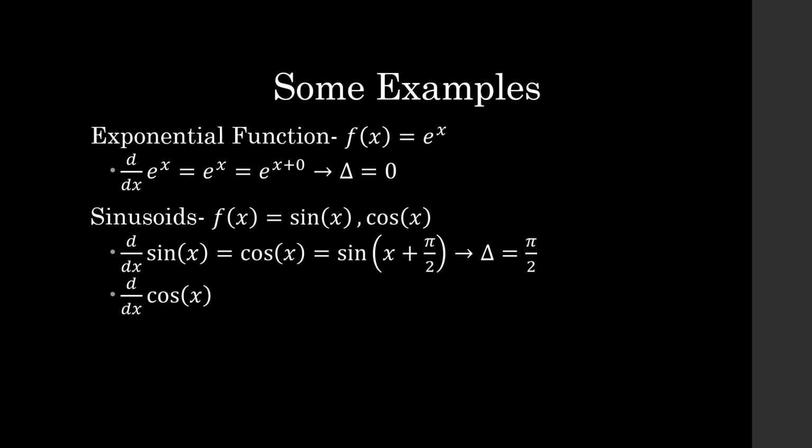Indeed, we can do the same with cosine. Deriving the cosine gets us a negative sine, which is indeed the pi over 2 translation of cosine, retrieving this pi over 2 translation delta value. So how are these two connected? On the one hand, we have an exponential function, and on the other we have the sinusoids. They don't seem very much the same, if you would. One is tending off to infinity while the other oscillates throughout infinity.